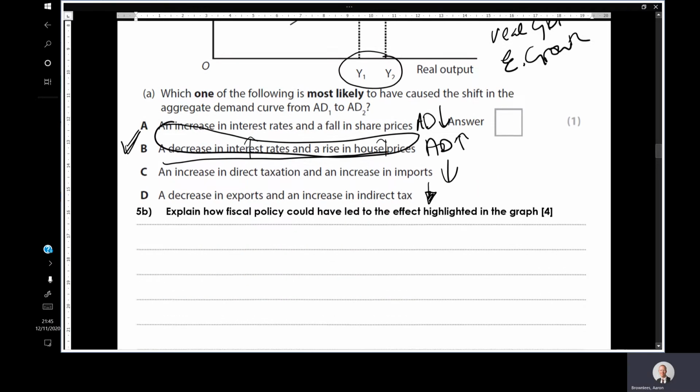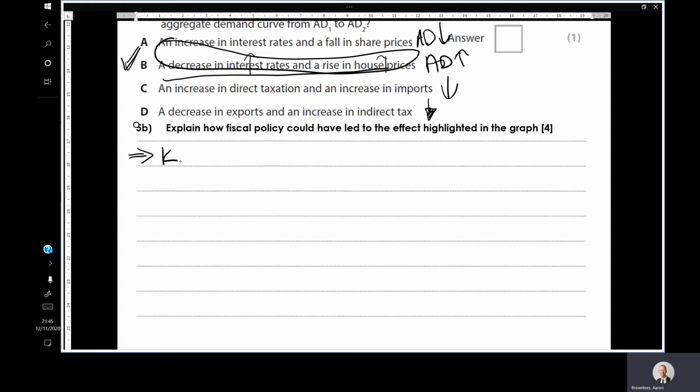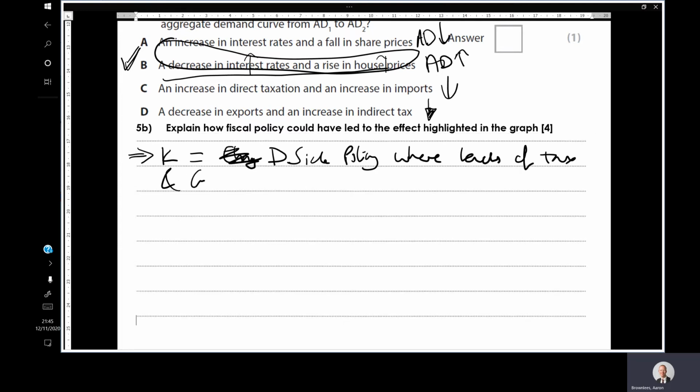Okay, looking at the question, how can fiscal policy have led to the effect highlighted in the graph? So you know there's an increase in aggregate demand. You've got a K mark here to define fiscal policy. So changes, well, to be accurate, it's a demand side policy where levels of tax and government spending can be altered.